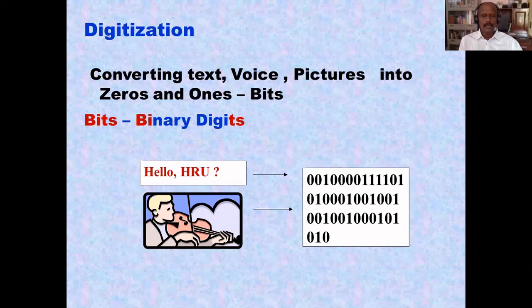If I say, hello, how are you? Inside the computer, it is stored as a combination of zeros and ones. Similarly, if I keep a picture inside the computer, the picture is also in the form of zeros and ones. This way of converting text, picture, voice, everything into zeros and ones is called digitalization. Here we call these zeros and ones binary digits, and in short, bits, the first two letters and last two letters.